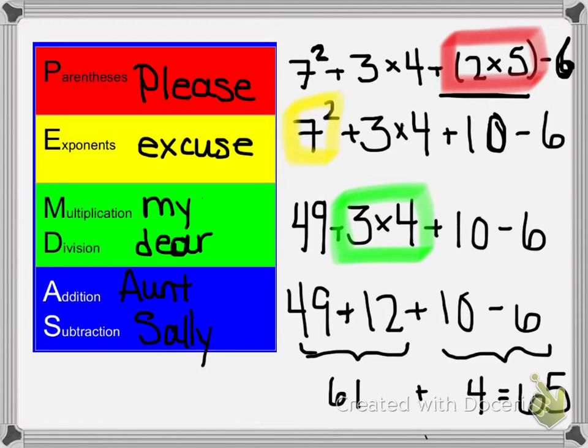Next, I have excuse for exponents. So I'm going to do 7 squared next, which is 49. Next is my dear, so I have multiplication and division. So 3 times 4, which is 12. And last is addition and subtraction, which I'm going to do from left to right, just like I'm reading a book. And my answer is 65.